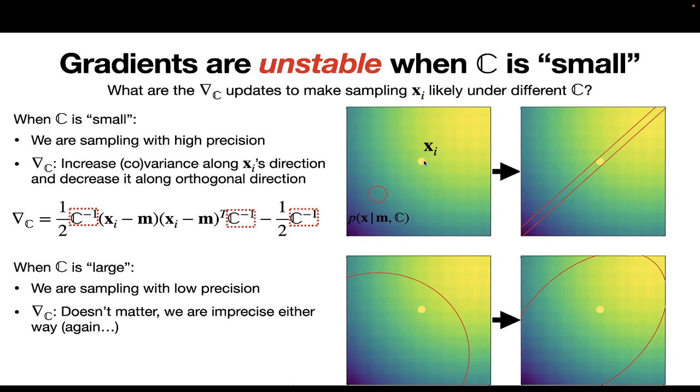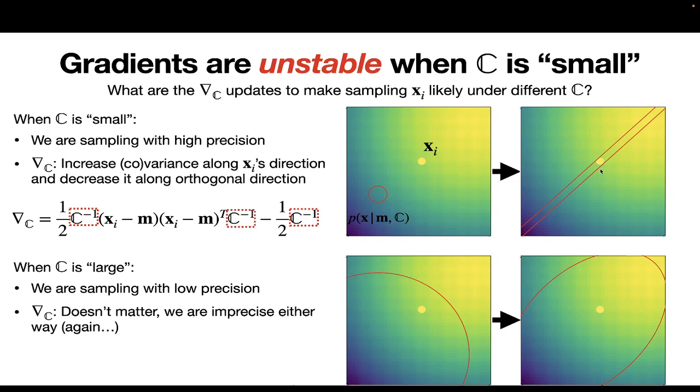Well, in this first example, in which the current covariance is small, we are sampling at the wrong location with high precision, so our current likelihood of sampling xi is extremely low. And because we are only allowed to update the covariance, the best we can do is to actually increase the sample uncertainty along the direction heading towards xi. So we allow the distribution to sample some distance from the mean, but only along the direction heading towards the target. And this, in effect, is going to stretch our covariance very thin, giving us something that looks almost like a straight line.